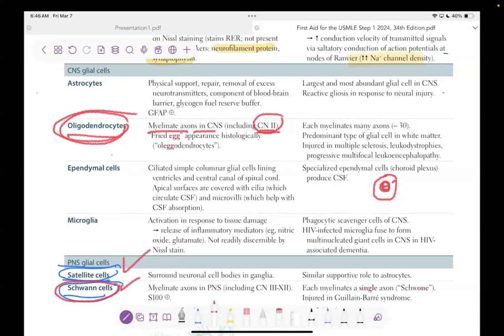Oligodendroglioma, oligodendrocytoma, is a type of brain tumor which is in the frontal lobe, and in histology you see cells like this. All of them look like a fried egg. And the same fried egg appearance. Anyone knows where else we see the fried egg appearance in the reproductive system?